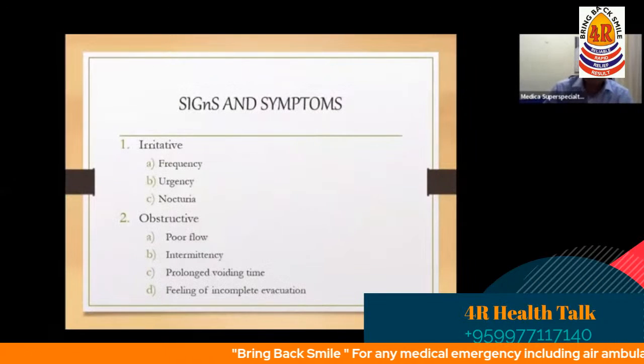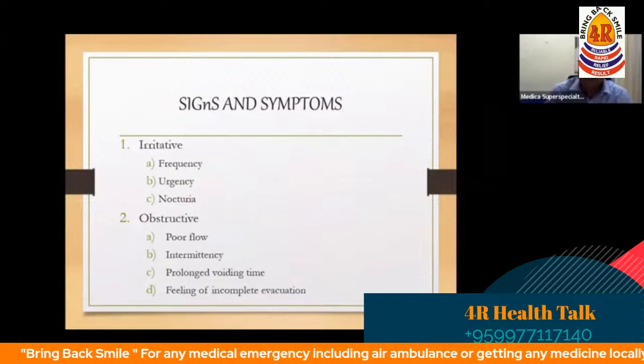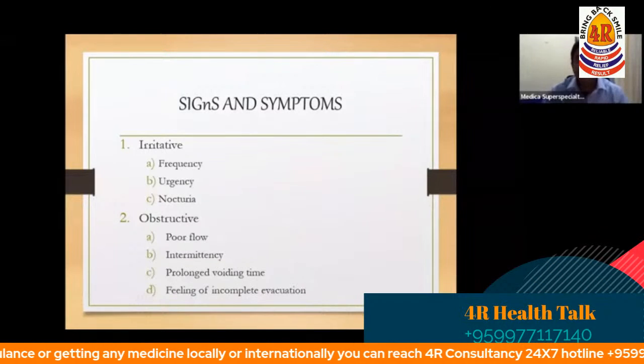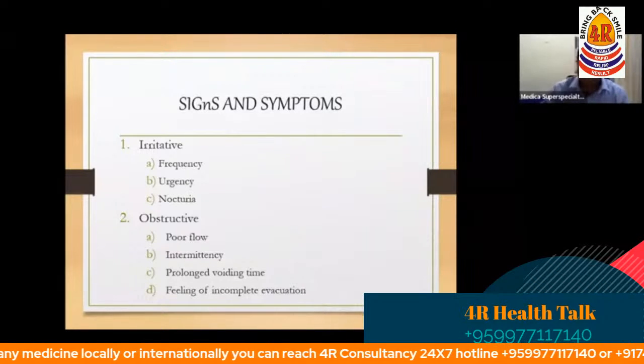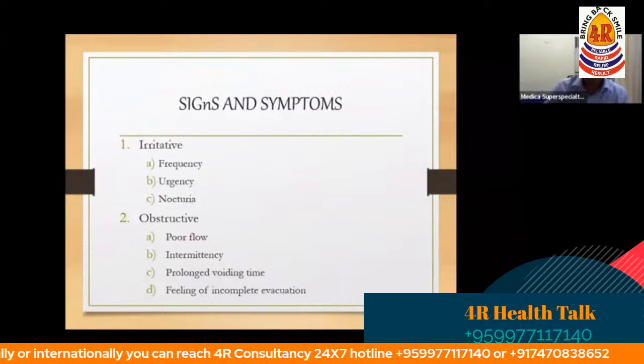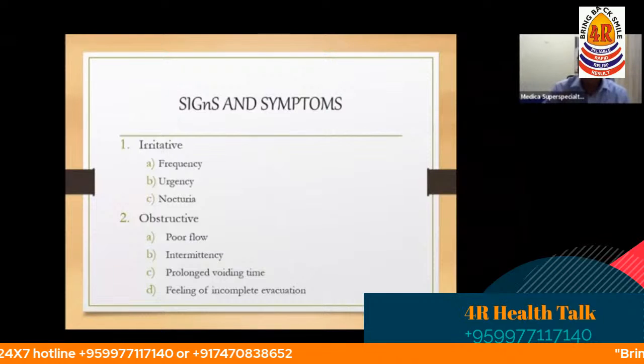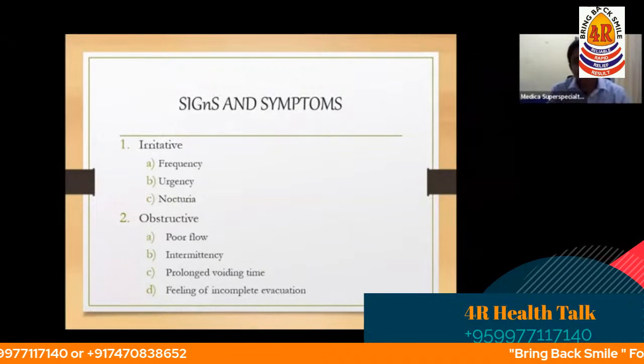Okay. So the signs and symptoms of prostate. There are two basic groups of signs and symptoms, the irritative symptoms and the obstructive symptoms. The irritative symptoms are the ones which start earlier, like urinary frequency. You have to go quite often. While you are in a meeting, you have to get up and go, you cannot just hold, that is the urgency. So these are the irritative symptoms, which show that you are developing a prostate problem.